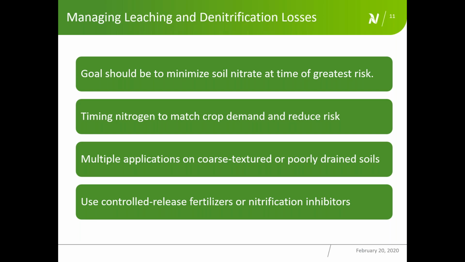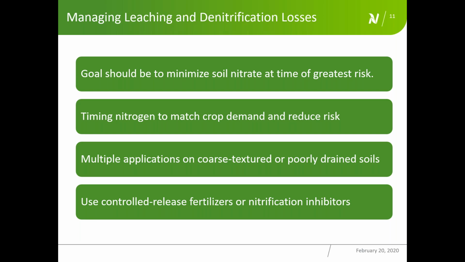We need to have that nitrate there. What we're trying to do is not have more than the crop needs at that time. So in other words, we want to time the nitrogen to match crop demand and reduce risk, so that we only have what's needed and not excess. What this usually translates to is making multiple applications in these soils, in these conditions where those losses could occur.